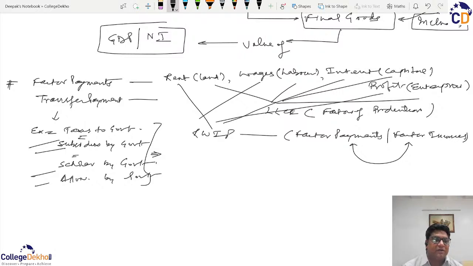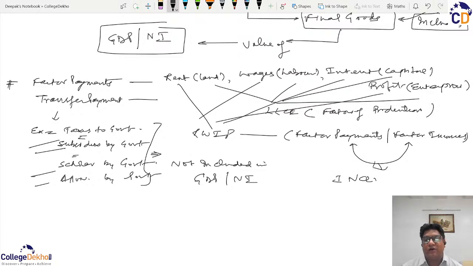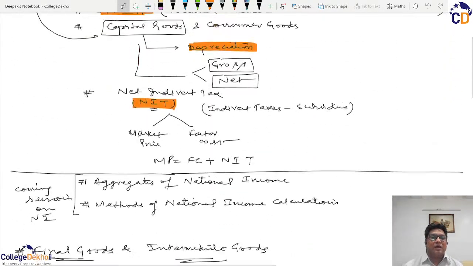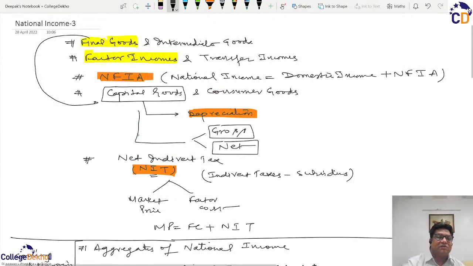And such transfer payments are not included in domestic income or the national income, whereas these factor payments or factor incomes, they are included in domestic income, gross domestic product or the national income. Okay? So now moving further, I hope that we are done with this final good. We are done with this factor income.